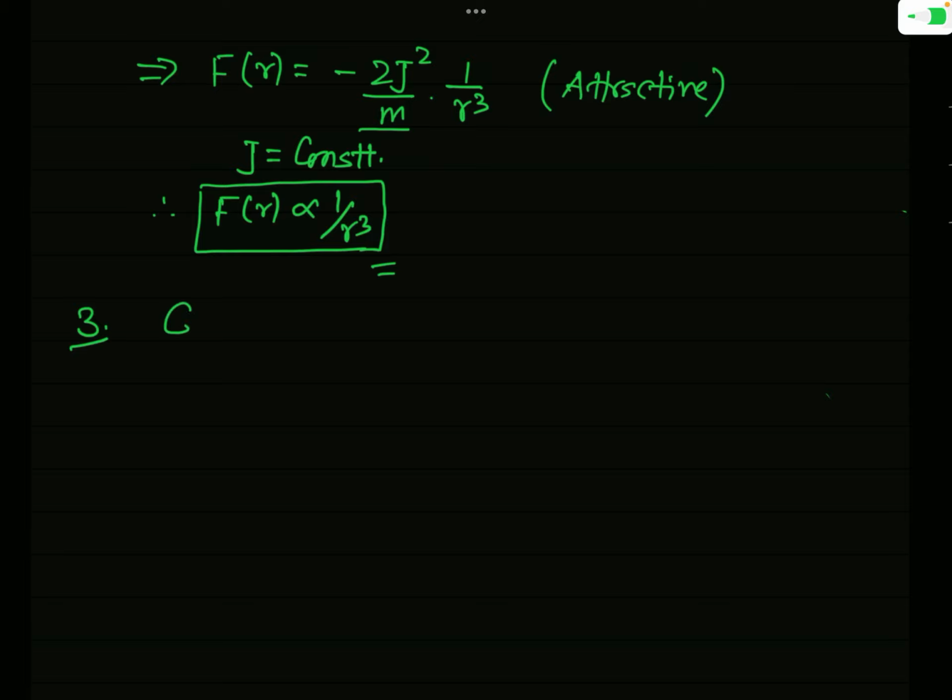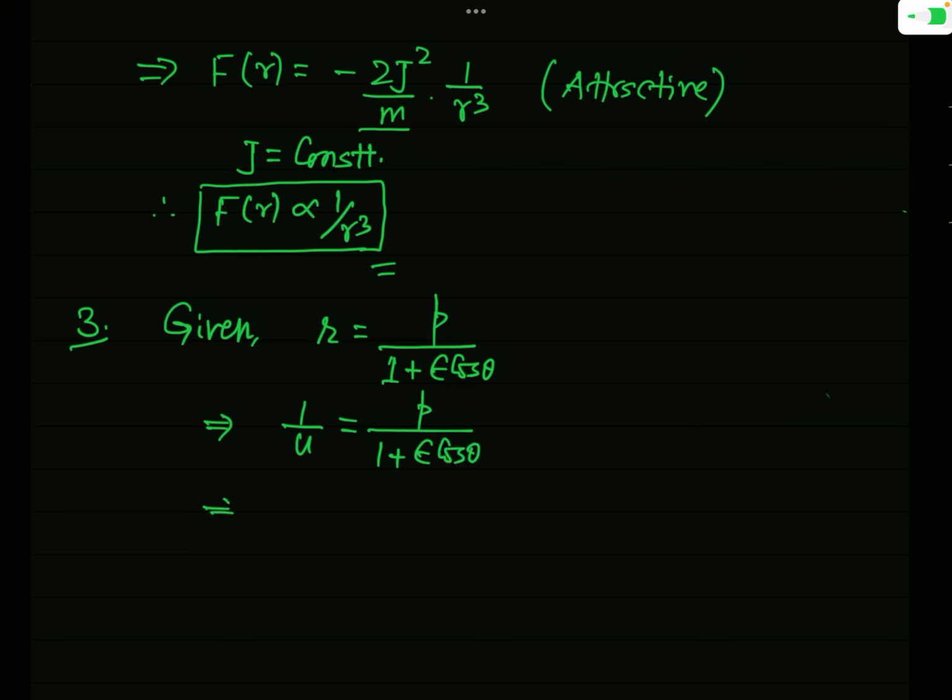In fact, you can see in this problem, what is given? r equal to p over 1 plus epsilon cos theta. It is given in this problem, where p and epsilon both are actually constant factors. Okay. Now you know that r is equal to 1 over u. So this is simply 1 over u, and this is equal to p over 1 plus epsilon cos theta. Okay. And so you can say u will be what? This u is equal to 1 plus epsilon cos theta over p. Okay. Now, as you have seen in the previous problem, when we apply the equation of trajectory, we need two quantities.